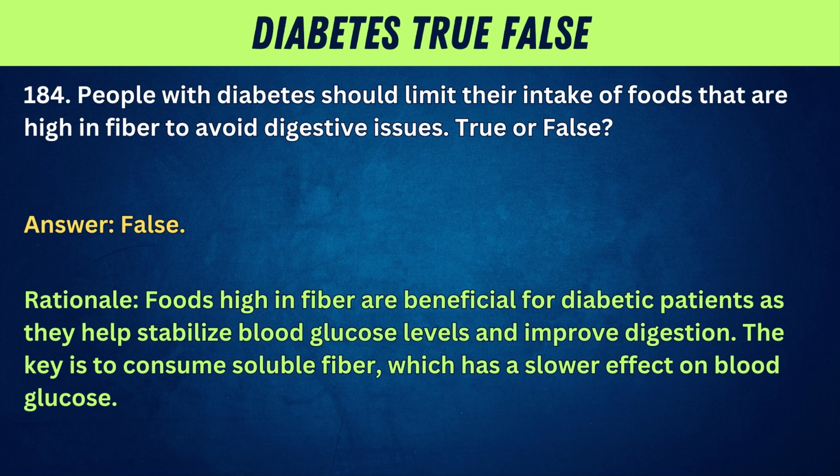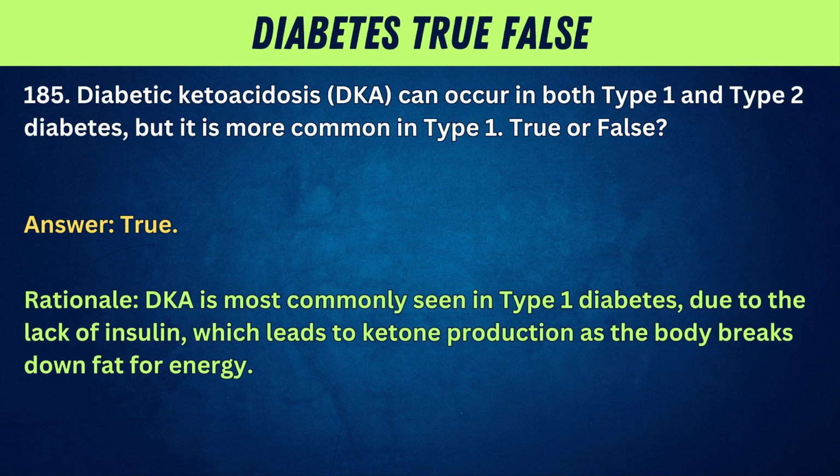184. People with diabetes should limit their intake of foods that are high in fiber to avoid digestive issues. True or false? Answer: false. Rationale: foods high in fiber are beneficial for diabetic patients as they help stabilize blood glucose levels and improve digestion. The key is to consume soluble fiber, which has a slower effect on blood glucose.